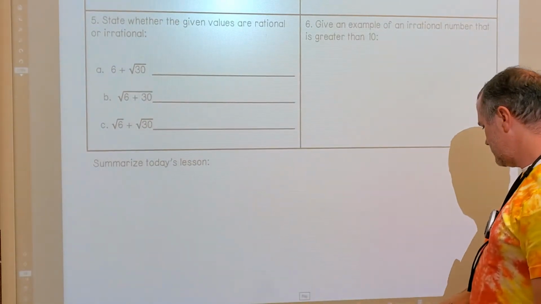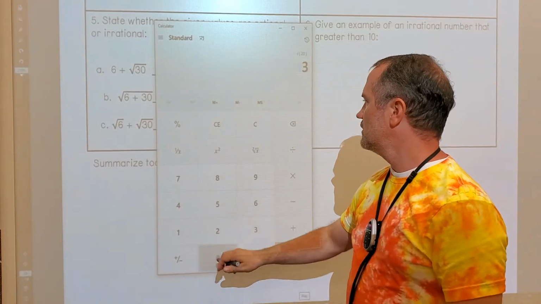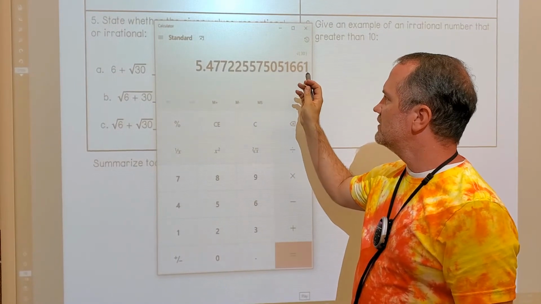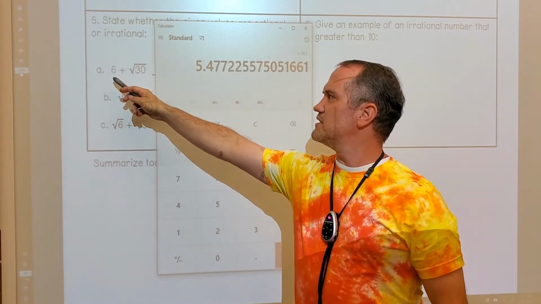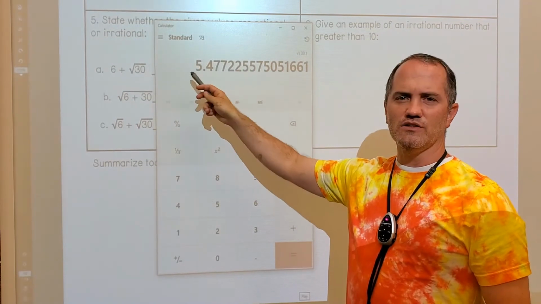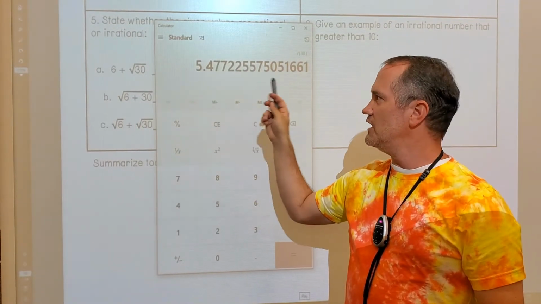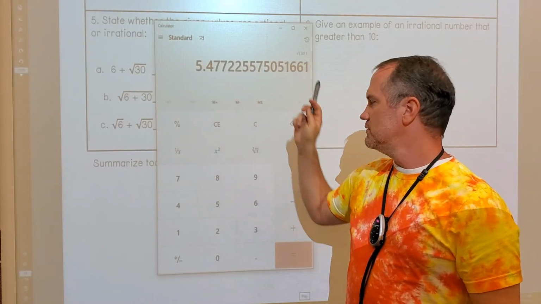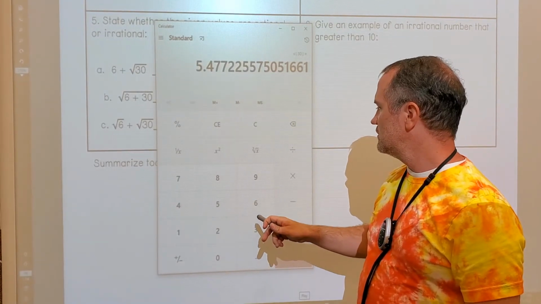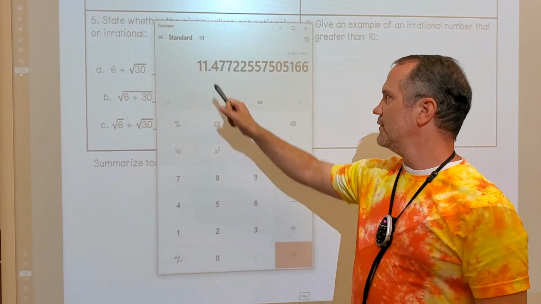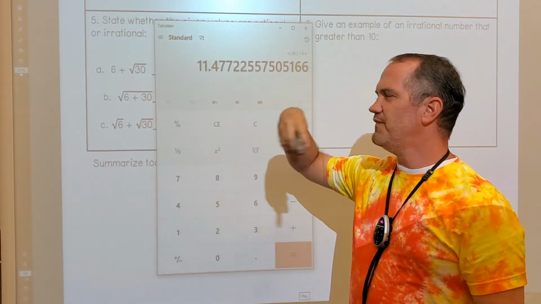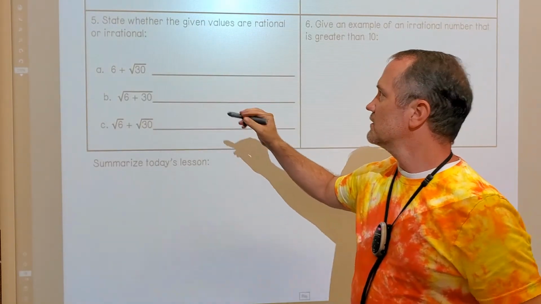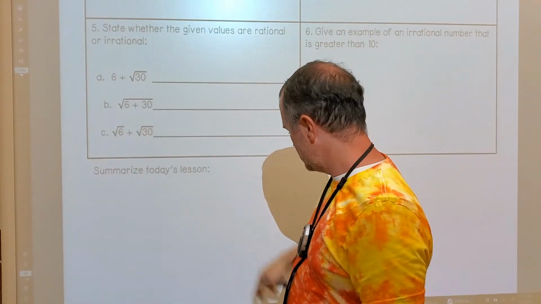Where's my calculator? Okay, the square root of 30 is 5.4772, all that stuff. If I add 6 to that, what's that going to change? Think about that for a second. Will that change the decimal to something that's not a crazy looking decimal, or will it just change one part, the beginning? So instead of being 5 point a whole bunch of messy stuff, it is now 11 point a bunch of messy stuff. So that would be irrational.